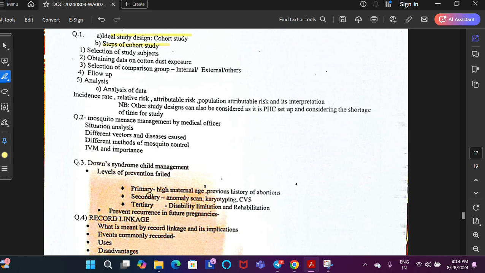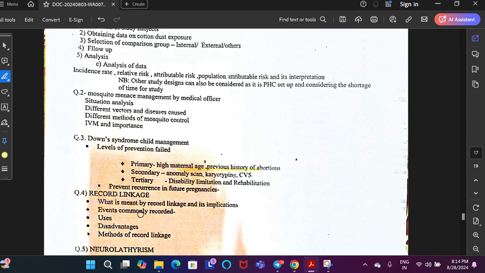Primary: high maternal age, previous history of abortions. Then secondary: anomaly scan, karyotyping, CVS testing. Tertiary: disability limitation and rehabilitation, and prevent the recurrence in future pregnancy. So primarily, high maternal age is the main reason you have to counsel here. Then secondary, anomaly scan and karyotyping should be done, that you have to say to her for a further pregnancy if she is planning.